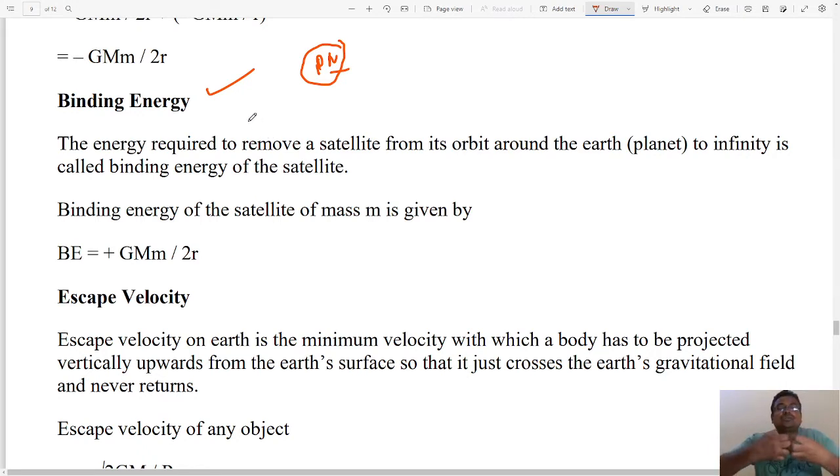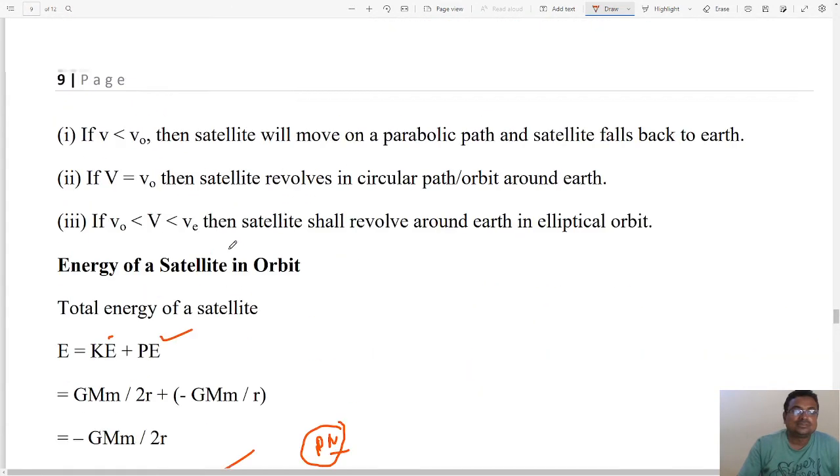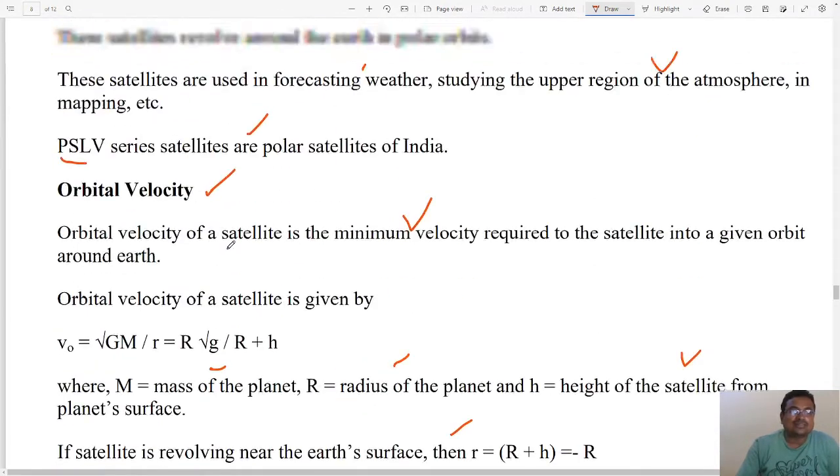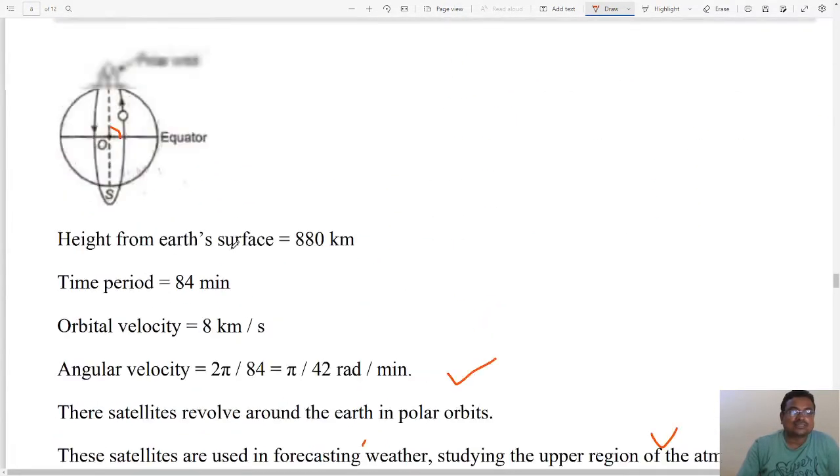If we want to remove the satellite from the orbit, we have to do work, we have to supply energy. Energy required to remove a satellite from its orbit around the Earth to infinity is called the binding energy of the satellite. Binding energy of a satellite is given by BE equals gravitational constant, mass of the Earth, mass of the object, divided by 2r, where small r is the orbital radius.